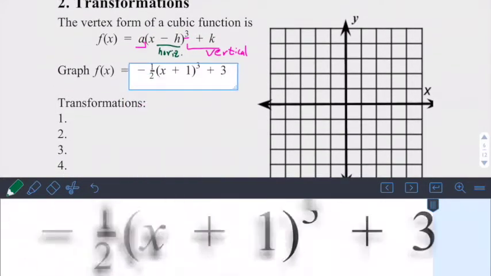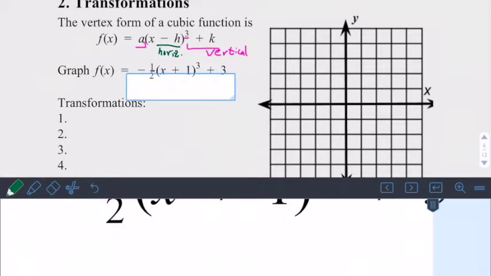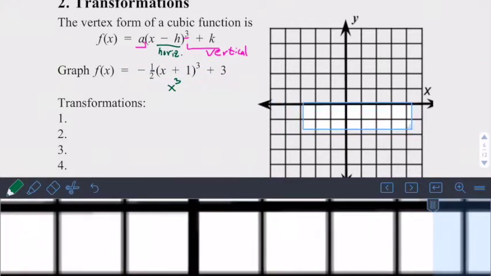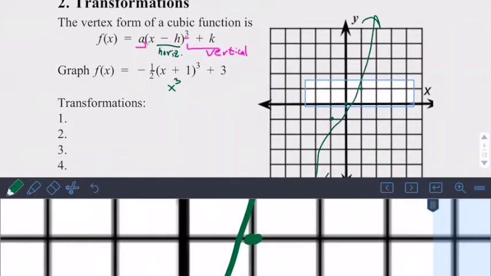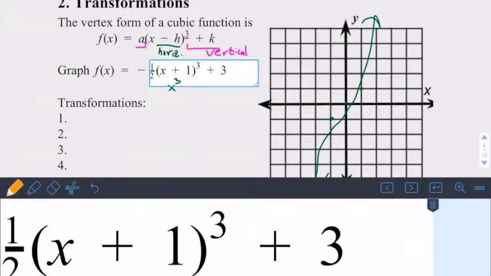So if we look at this function, first I want to graph the parent function of x cubed. So remember, I have my 3 dots, and there's my parent function. And now I want to list my transformations. So the first thing I need to do is my inside, left and right. So I'm going to go left 1.